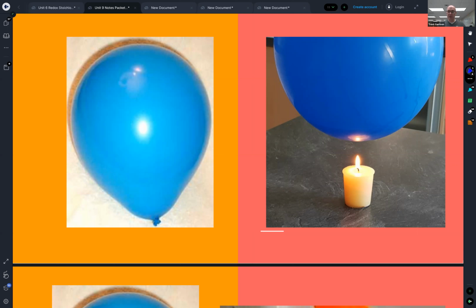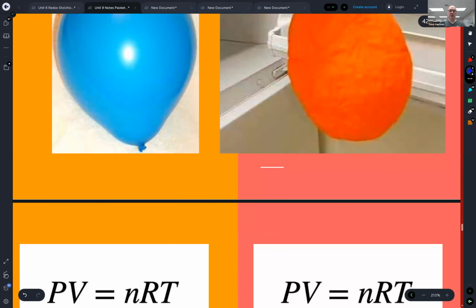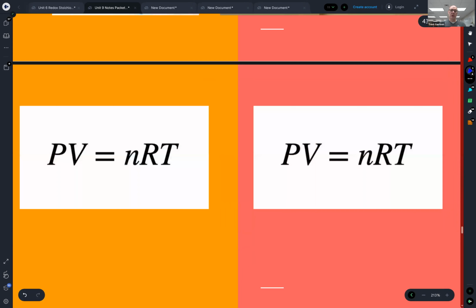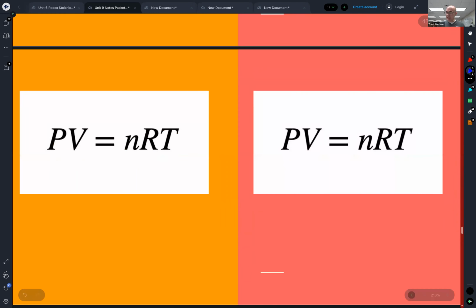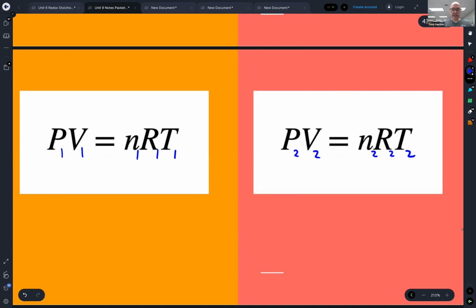So we have to account for that fact in the equation that we've already discussed, the ideal gas law. So what I'm going to do is set up PV equals nRT, but I'm going to put ones on here. These are the initial sets of conditions. So imagine you have these balloons, and then twos will be the secondary conditions.